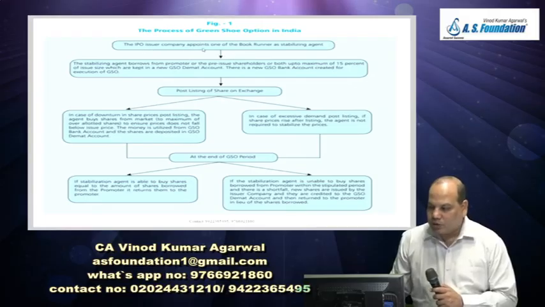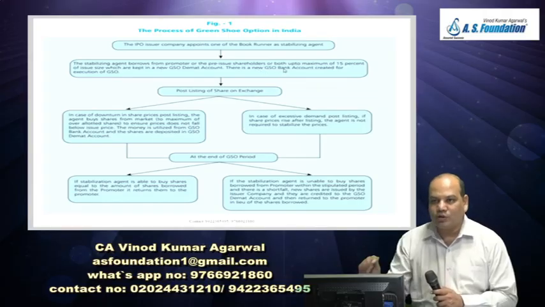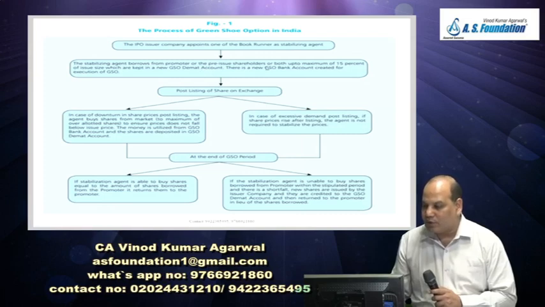The IPO issuer company appoints one of the book runners as stabilizing agent. The stabilizing agent borrows from the promoter or the pre-issue shareholder or both up to a maximum of 15% of issue size, which are kept in a new GSO demat account. This 15,000 will be kept in a separate GSO demat account. There is a new GSO bank account. I had drawn two accounts if you remember. One for demat, one for bank. In the bank account, money will be kept. In the demat account, shares will be kept. Created for the execution of this greenshoe option program.